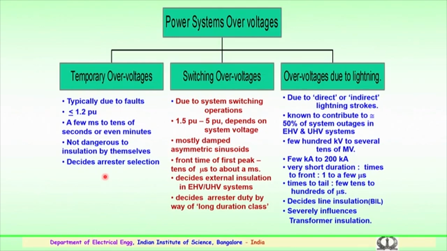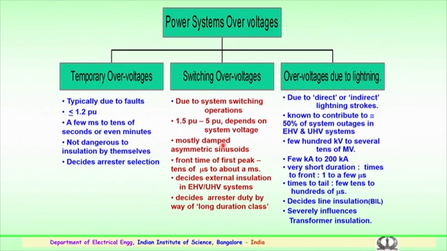The second is the switching overvoltages. These could be because of system switching operations, and it has been noticed that switching overvoltages could go up to 1.5 per unit to 5 per unit. This is a very important point to be noted. It depends again on the system voltage at which the equipment is being operated. These are mostly damped asymmetric sinusoids of double exponential type waveforms. This waveform we will be discussing soon.